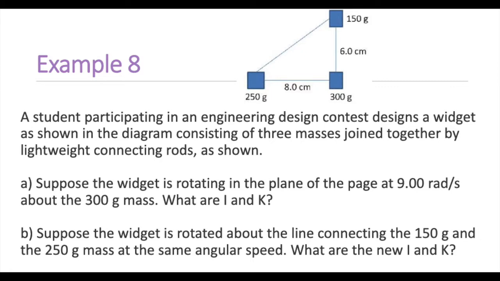A student participating in an engineering design contest designs a widget as shown in the diagram, consisting of 3 masses joined together by lightweight connecting rods as shown. A, suppose the widget is rotating in the plane of the page at 9 radians per second about the 300-gram mass. What are I and K? B, suppose the widget is rotated about the line connecting the 150-gram and the 250-gram mass at the same angular speed. What are the new I and K?